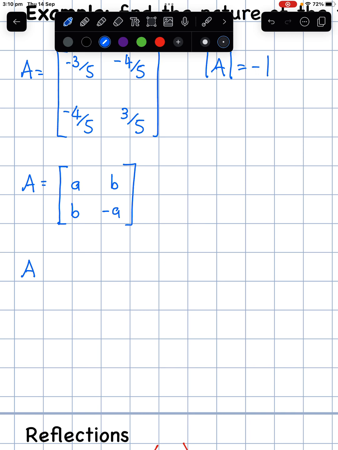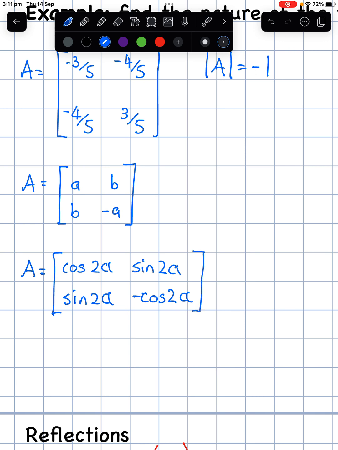Now, this should bring us to the equation we get for reflections. So cosine 2 alpha, sine 2 alpha, sine 2 alpha, and negative cosine 2 alpha. And this has the determinant of -1. Now, the key thing here is that these two are the same, equal but opposite signs. So this is a big thing. We're now looking at a reflection.